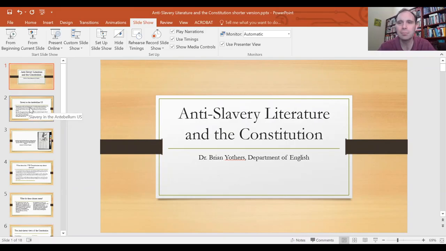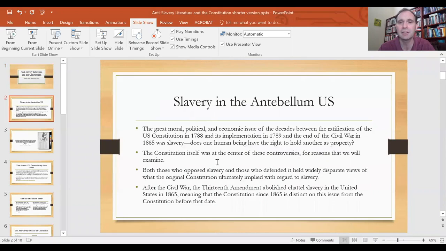And to start out, it's important to realize the role that slavery and the controversies over slavery played in the 19th century United States. You'll notice that here I'm referring to it as antebellum, which simply means before the war. The war in question being the Civil War, and really the great moral, political, and economic issue of the decades between the ratification of the United States Constitution and its implementation in 1789 and the end of the Civil War in 1865 was slavery.